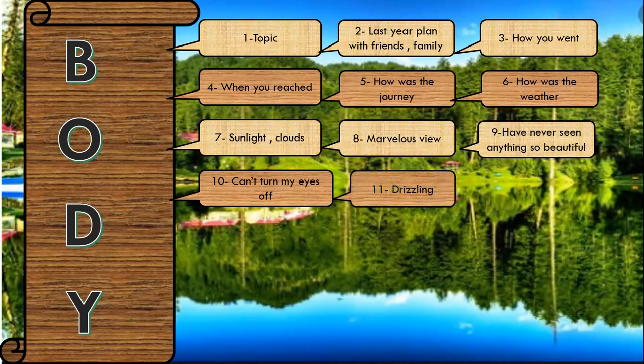Next is, suddenly it started drizzling. आप इस तरह से बता सकते हैं कि एकदम जो है वो बारिश होना शुरू हो गई. The scene became more beautiful.